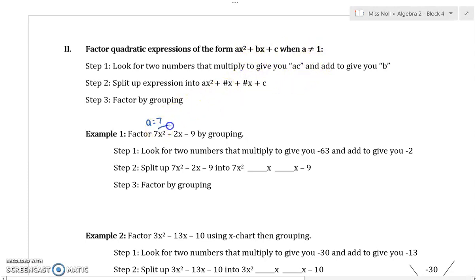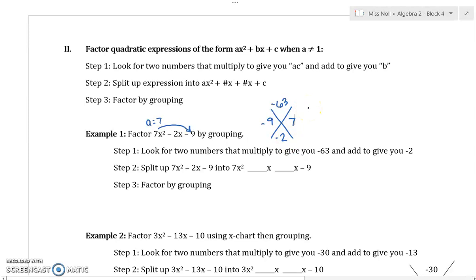So we need to take 7 and multiply by the constant, which is negative 9. So we're looking for numbers that multiply to 7 times negative 9, which would be negative 63, but they still add up to the b value, which is negative 2. So after thinking about that for a second, negative 9 times positive 7 would equal negative 63, and if you add negative 9 plus 7, you get negative 2. So those are the numbers I'm going to go with.